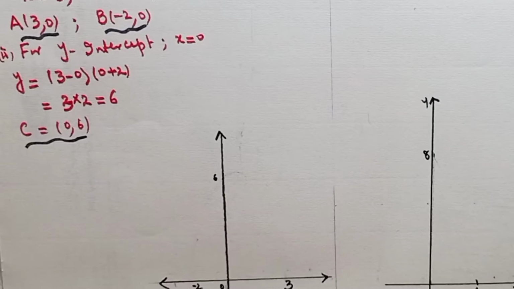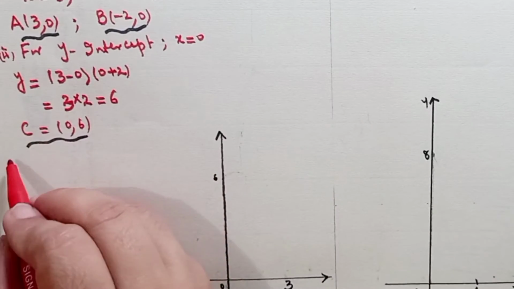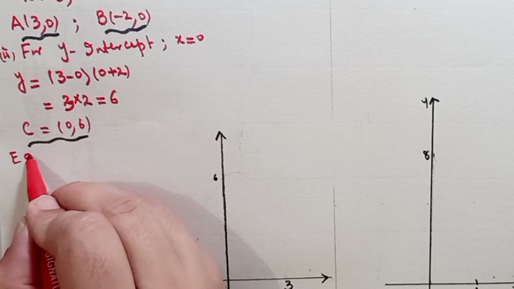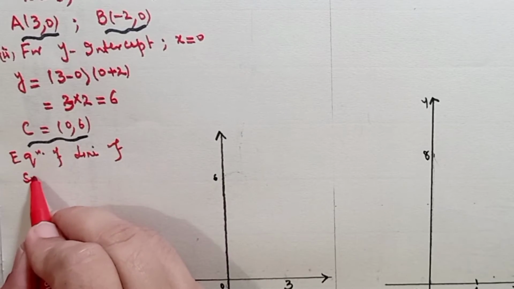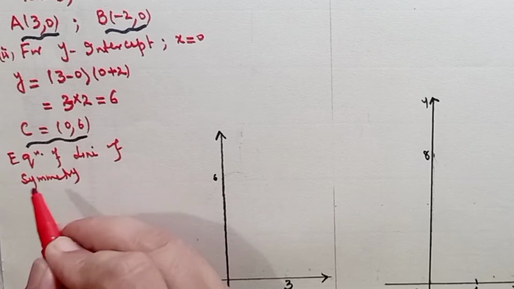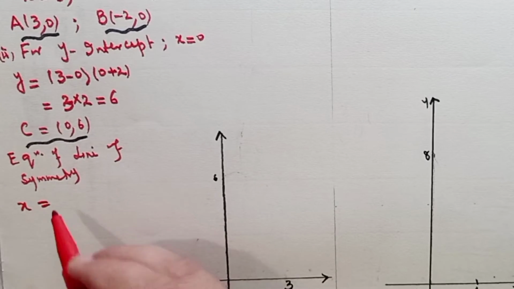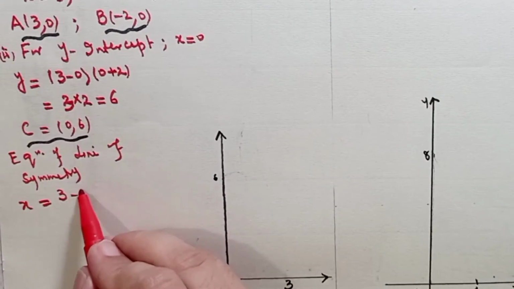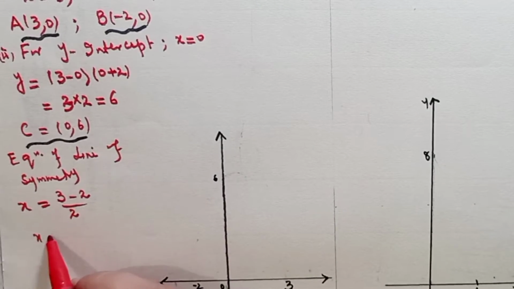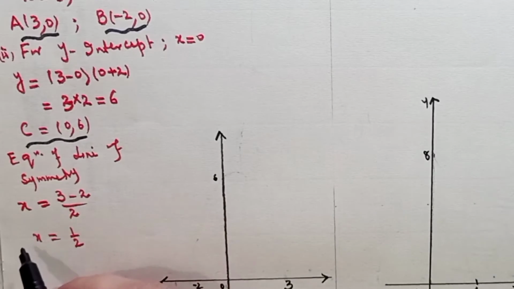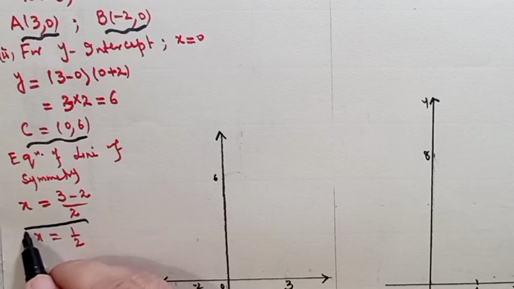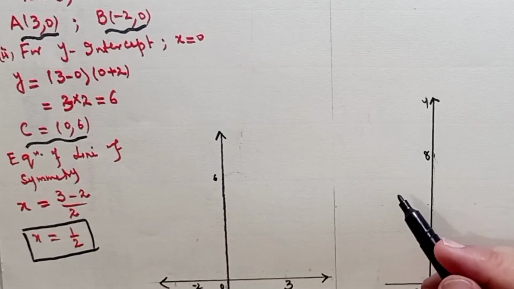Now the next thing is the line of symmetry. Equation of line of symmetry is x equals (3 minus 2) by 2, and x equals half. Okay, after finding the line of symmetry, what we have to do is find the maximum or minimum turning point.